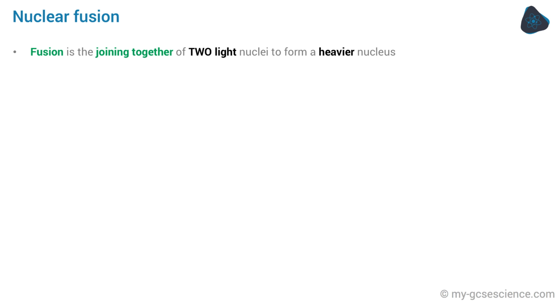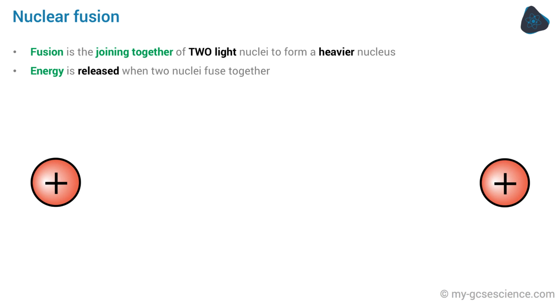Nuclear fusion can be thought of as the opposite process to nuclear fission. In fission, a heavy nucleus breaks apart into smaller pieces, and in fusion, two light nuclei join together to form a heavier nucleus. Like fission, fusion also releases energy, and potentially quite a lot of it. Let's have a quick look at what happens when two nuclei fuse together.